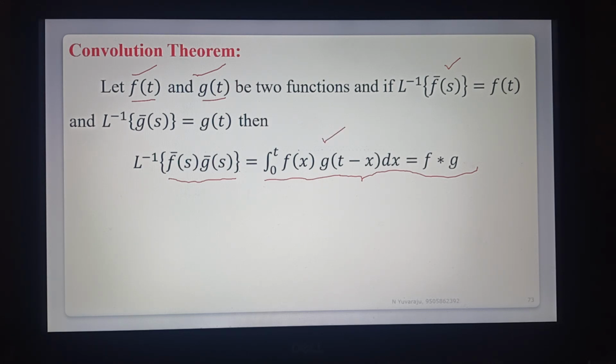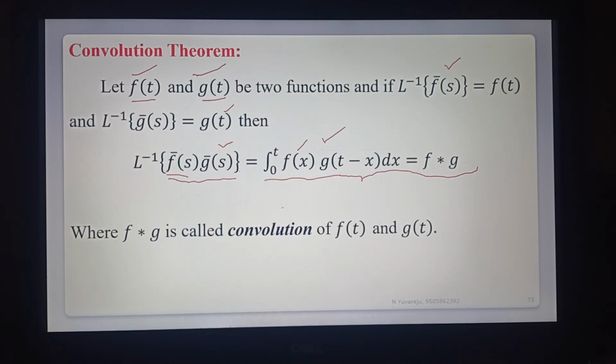So f(x) means here L inverse of F(s), and g(t minus x) means L inverse of G(s), and in g(t) we have to replace t with t minus x. So this is the convolution theorem, where f star g is called the convolution of f(t) and g(t). Note here that f star g is equal to g star f; we can interchange the two functions and get the same result, and both are always equal.